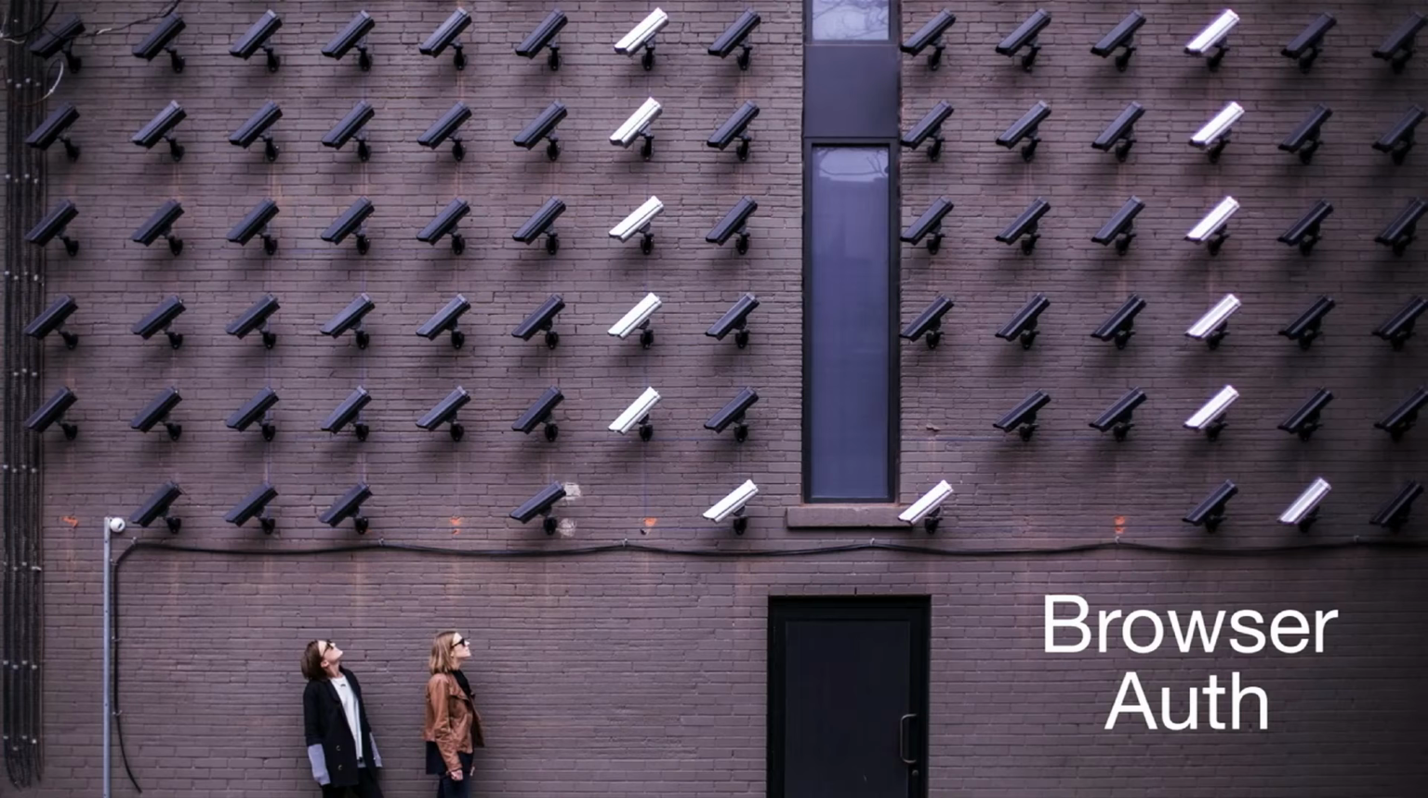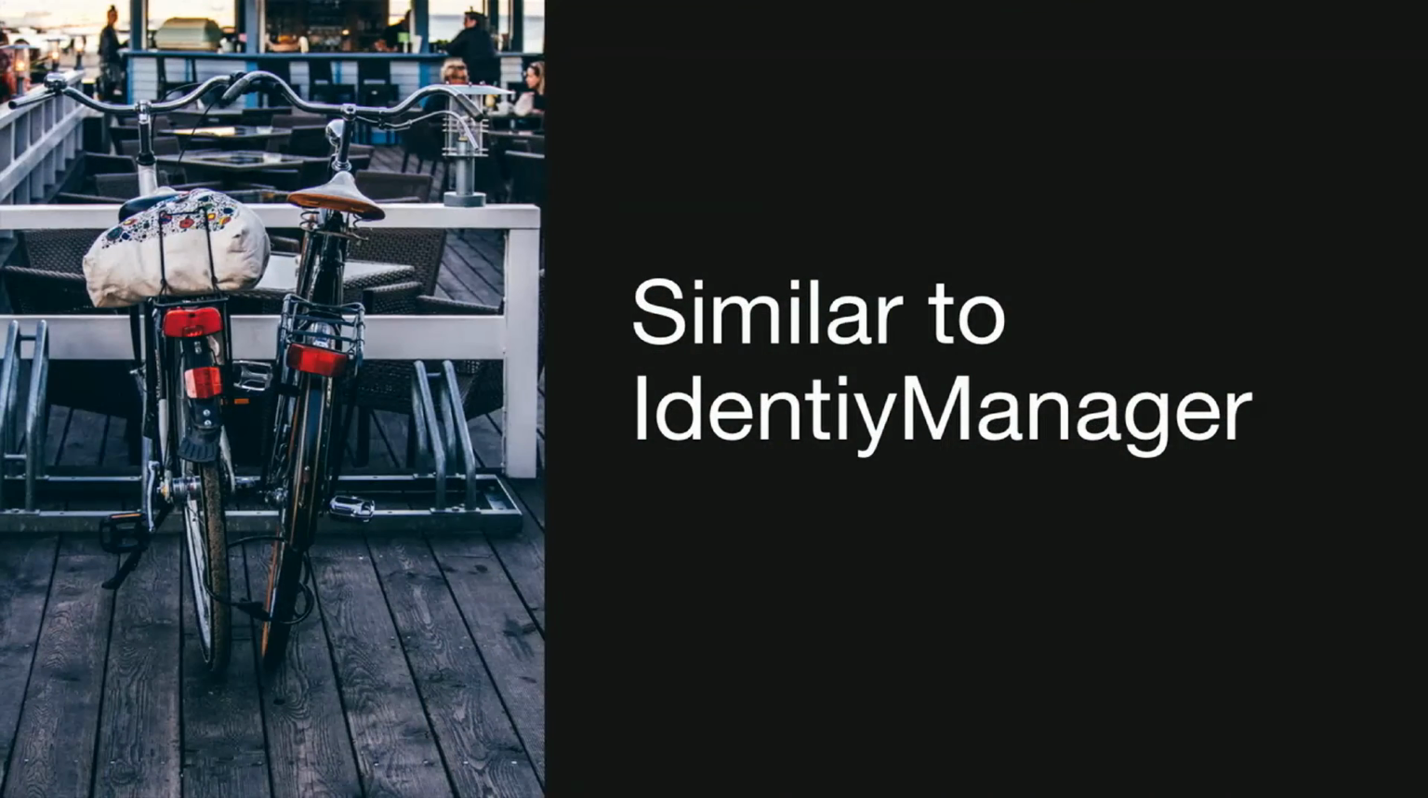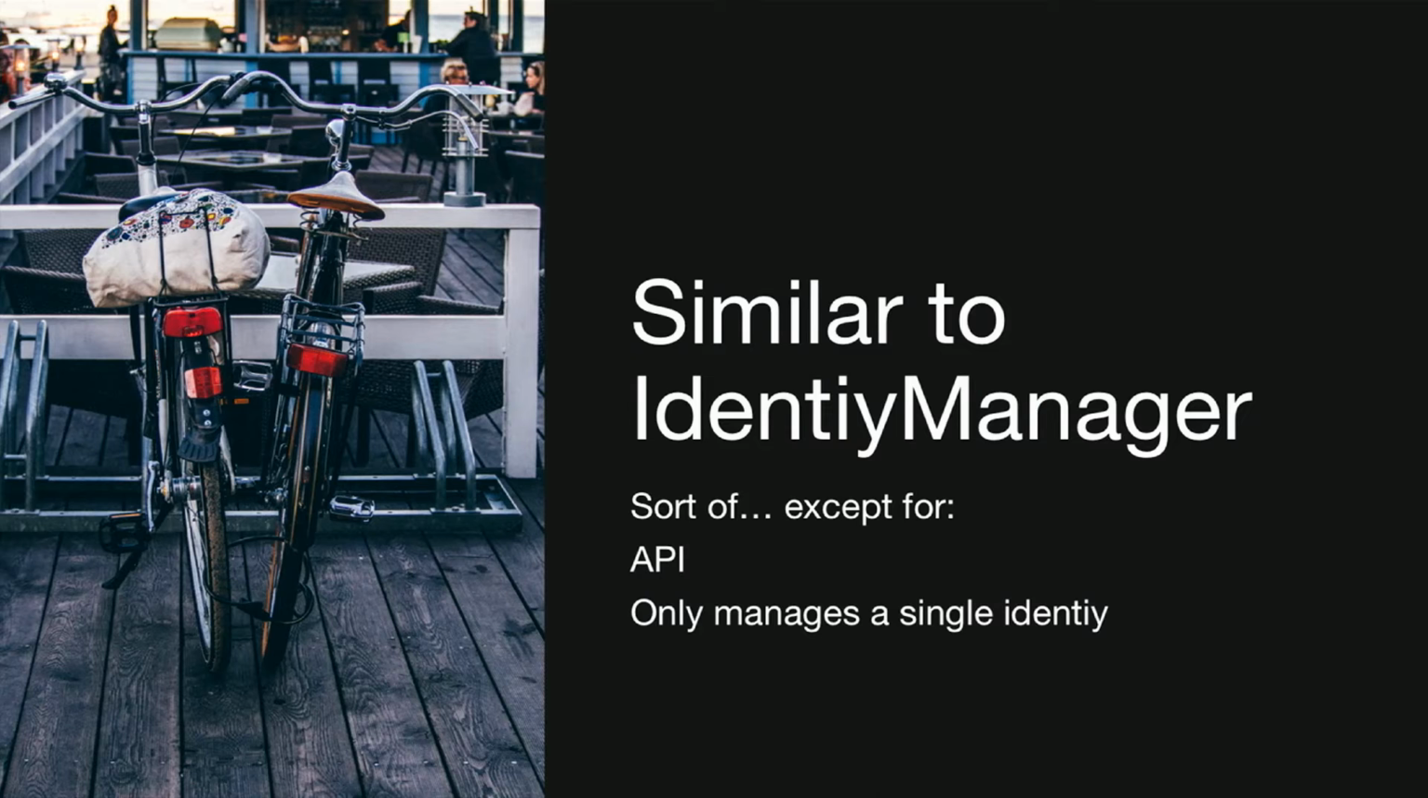So in particular, browser auth. If you've used the ArcGIS API, you're probably familiar with Identity Manager and how that works. And in some ways, the auth that we provide within ArcGIS Rest JS's own package called auth is similar to that, except that it has a different API. It's functional, as Dave says. Ours only handles one identity at a time. It doesn't have a multiple credential store the way that Identity Manager does.